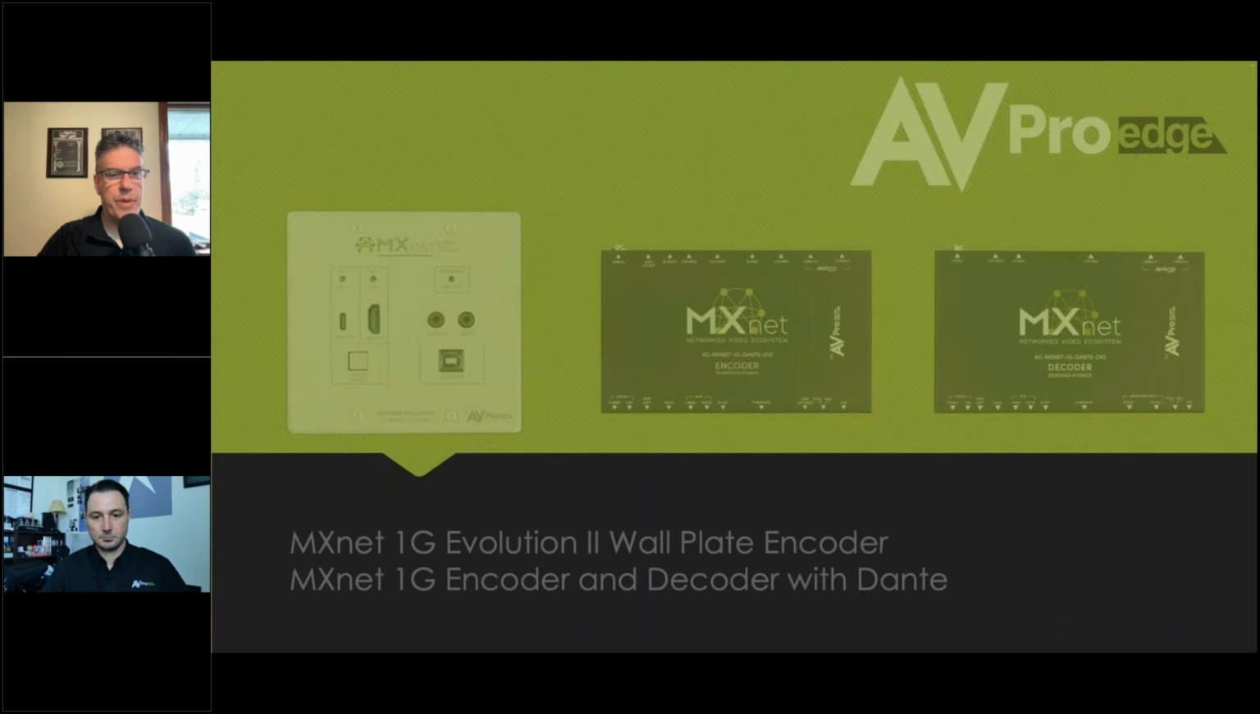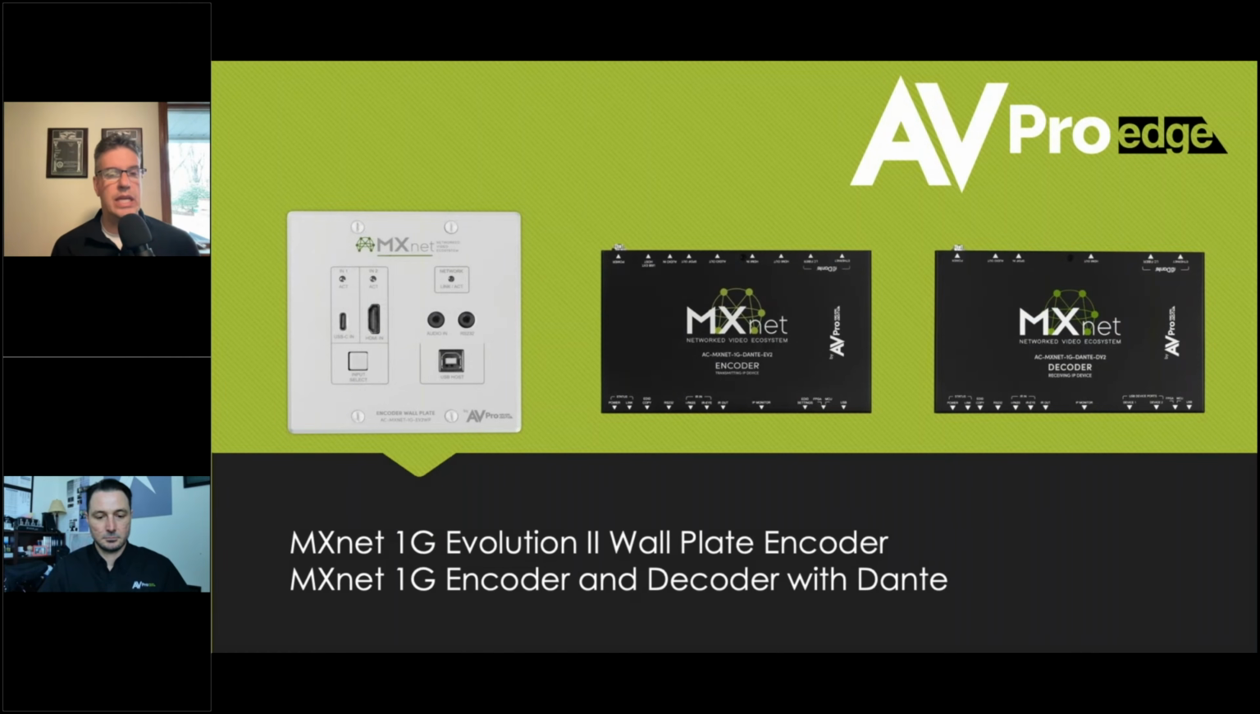And today we're going to talk about some new solutions for the Evolution 2 ecosystem. And those three new solutions are a wall plate. We have a USB, HDMI in wall plate. We also have an MXnet HDMI encoder and decoder, and they are both Dante encoders and decoders.